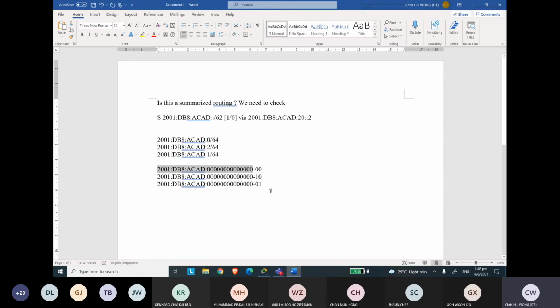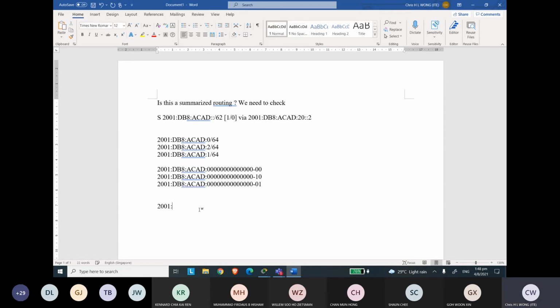So what is the summarized route? Very easy. All you need to do now, you know that this is the common part, isn't it? So the summarized route ends here. So you copy down the summarized route, it is this one, isn't it? If I do a summarized route, you'll be here.